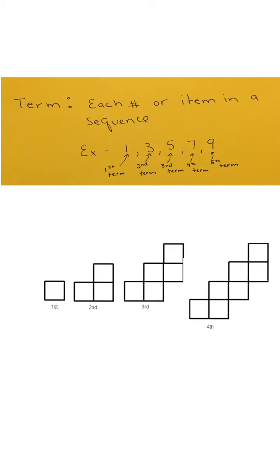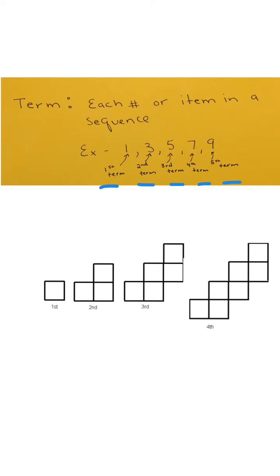The second vocabulary word is term. And what a term is, it is each number or item in a sequence. So in our first sequence that we had, 1, 3, 5, 7, 9, 1 would be my first term, 3 is my second term in that sequence, 5 is my third term in the sequence, 7 is my fourth term, and 9 would be my fifth term.